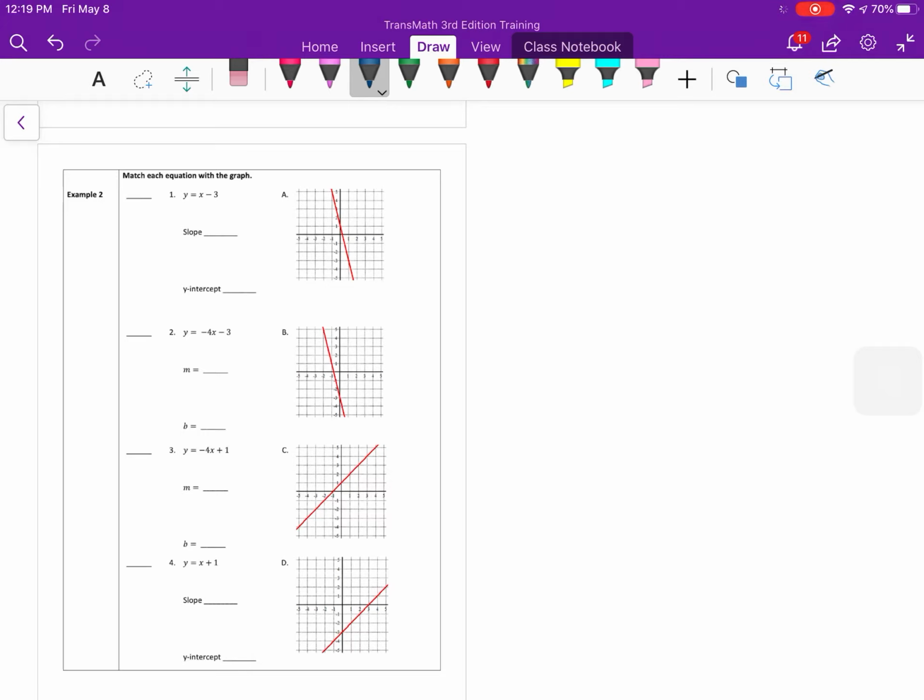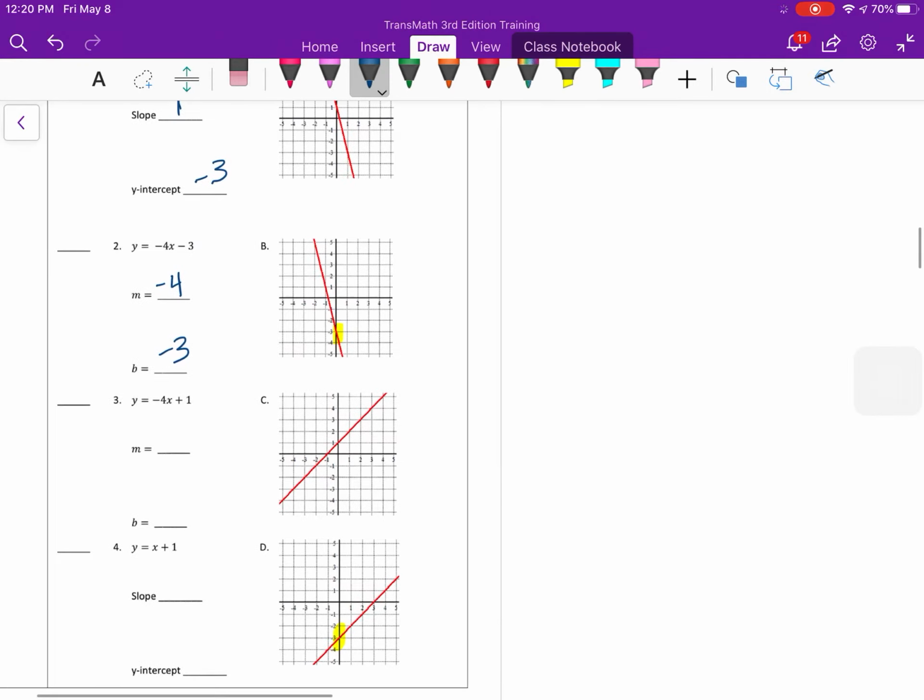So in number 1, let's identify the slope. There's an x here. That means there's a 1x, and the y-intercept is at negative 3. And number 2, you have a slope of negative 4 and a y-intercept of negative 3. So let's look at our graphs and look at the ones that have y-intercepts at negative 3 first. B has a y-intercept of negative 3, and so does D. So let's look at those more closely and look at the slopes.